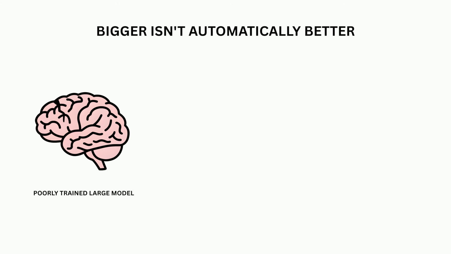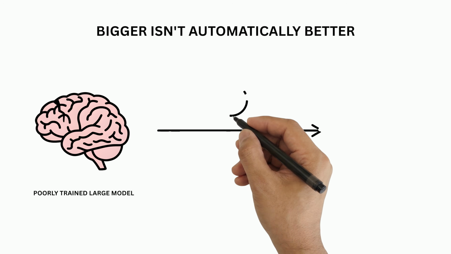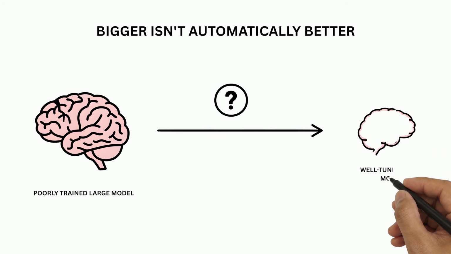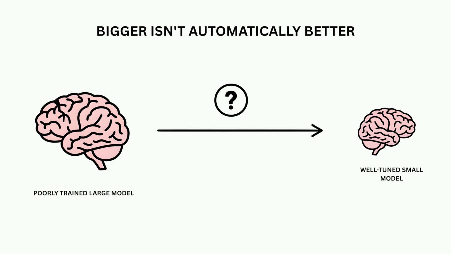Parameter count is a useful signal, but it is not the whole story. A model with more parameters trained on poor quality data or trained badly can be outperformed by a smaller model trained carefully on better data. Architecture, training data quality, and fine-tuning all matter alongside raw size. So when you see a parameter count, treat it as one data point about capacity, not a guarantee of quality.